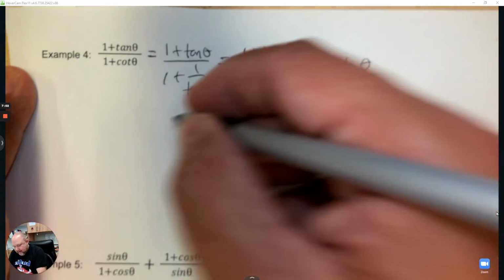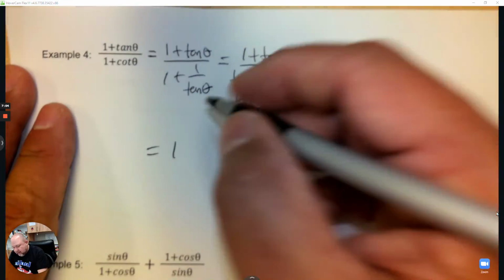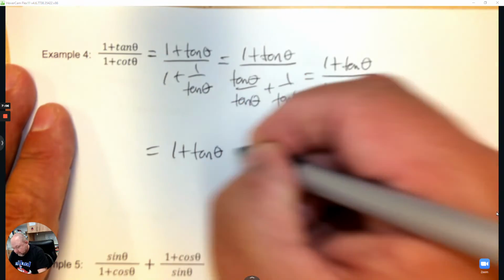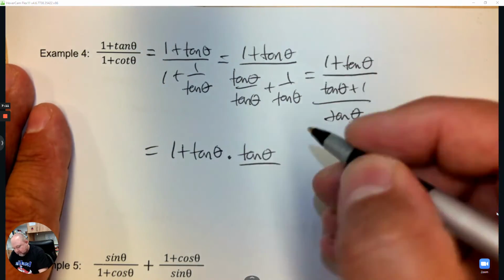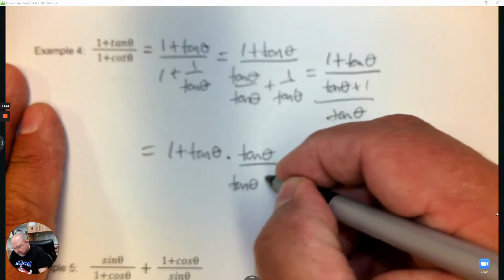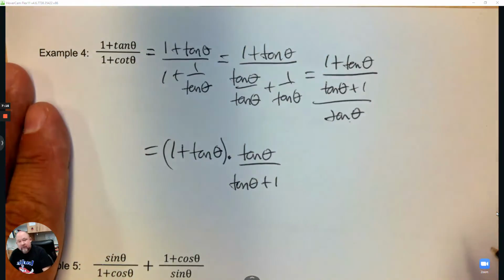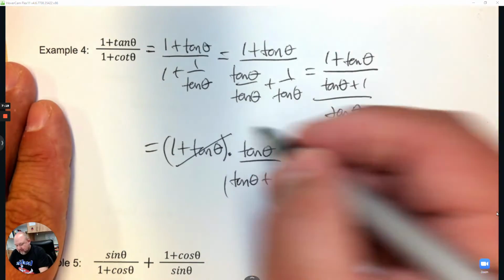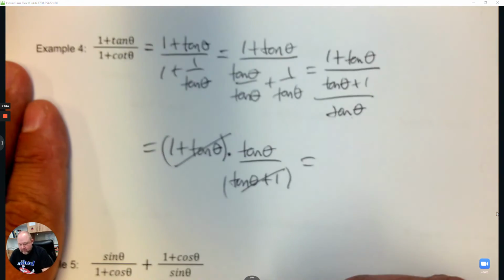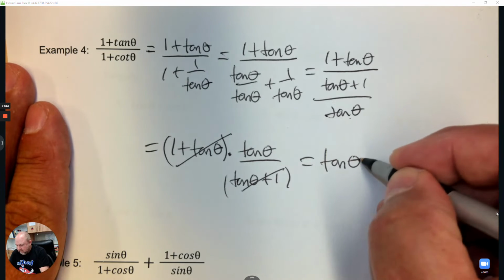Next, I'll do that here. We're going to multiply times the reciprocal. So the reciprocal of this is tangent theta over tangent theta plus 1. I'll put parentheses around here so you can see it. So what would our next step be here? Notice these divide out. You can add in any order. And then what we're left with is the answer, tangent theta.